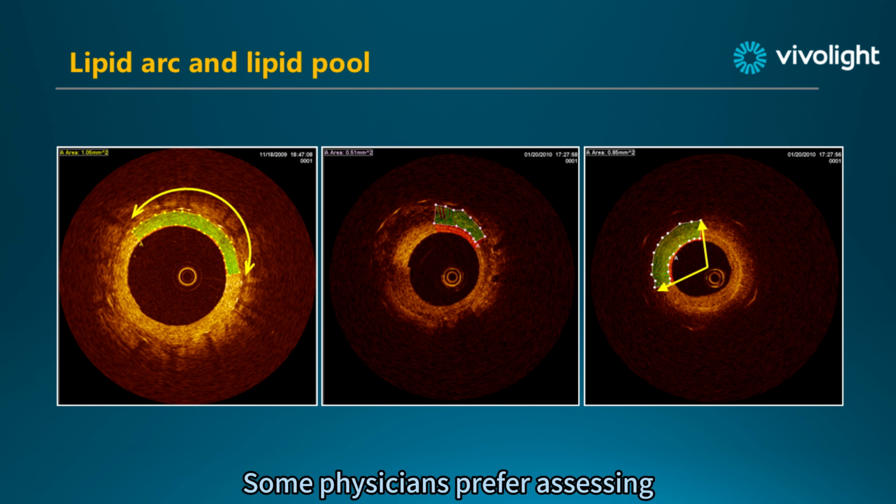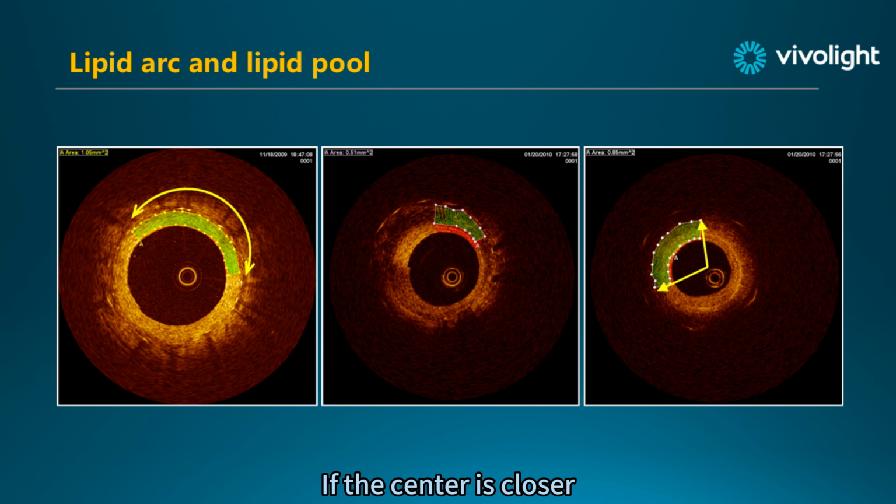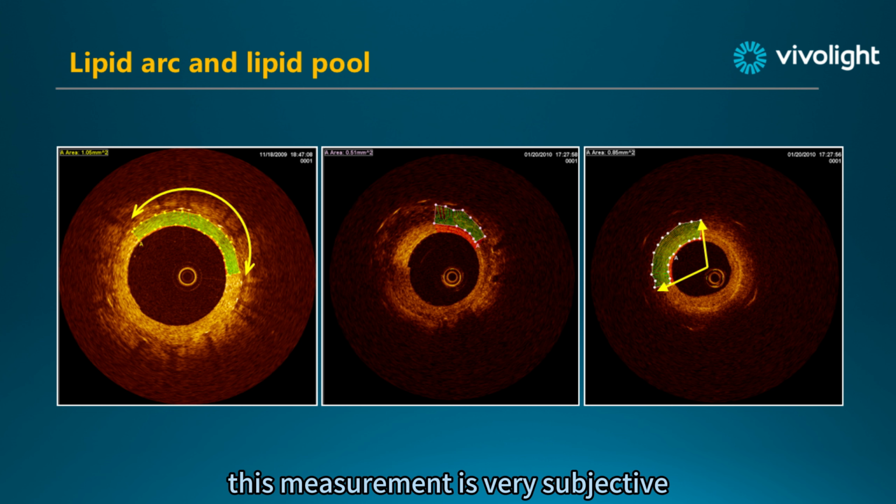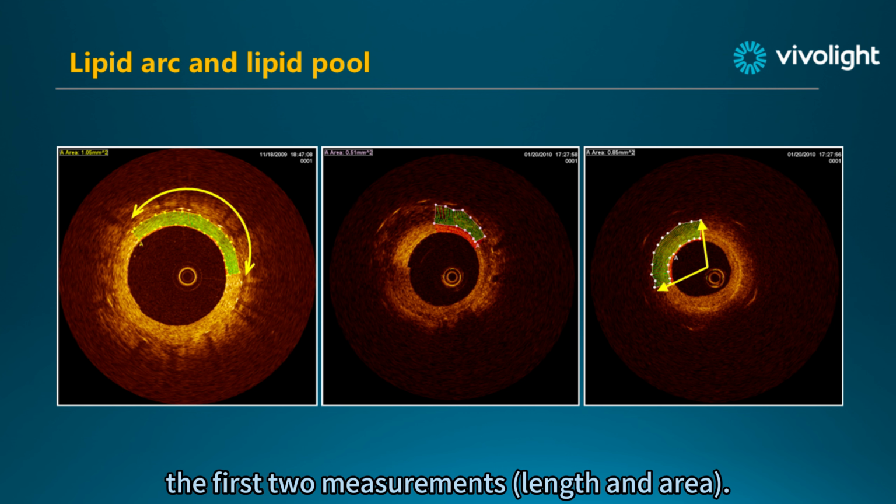Some physicians prefer assessing the angle size, but as mentioned before, the angle is highly dependent on the chosen center point. If the center is closer to the vessel wall, the angle appears larger. If it's farther away, the angle becomes smaller. Therefore, this measurement is very subjective and has poor reproducibility. Thus, it's essential to master the first two measurements, length and area.